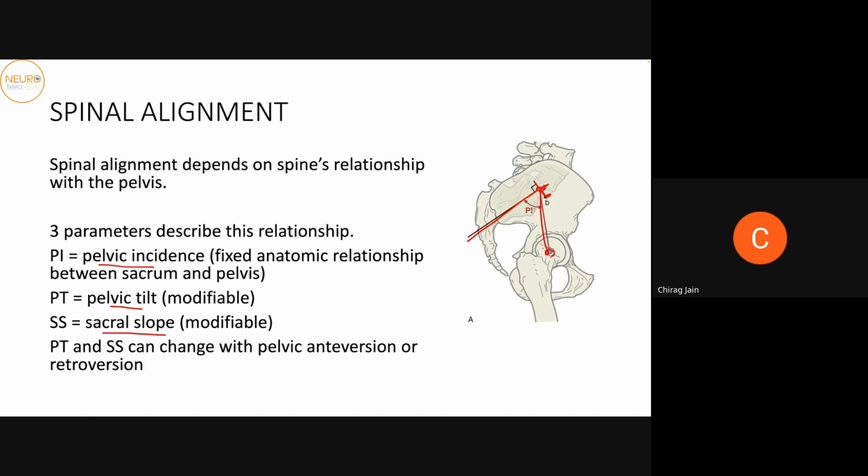And this is a fixed relationship which exists. It is between the perpendicular to the sacral end plate and the line connecting the sacral end plate to the femoral head. That is known as the pelvic incidence, and it defines the relationship between the sacrum and the pelvis. And this will not change.